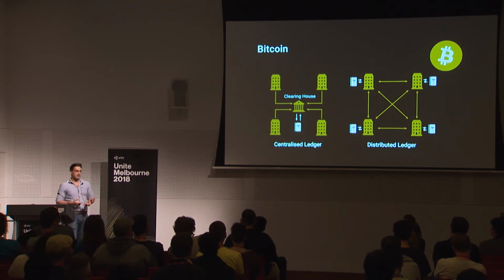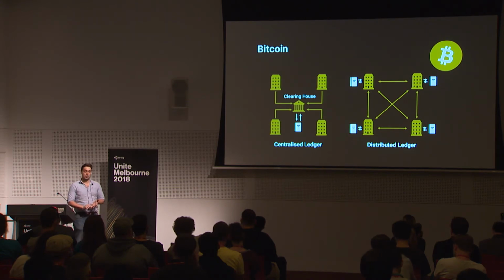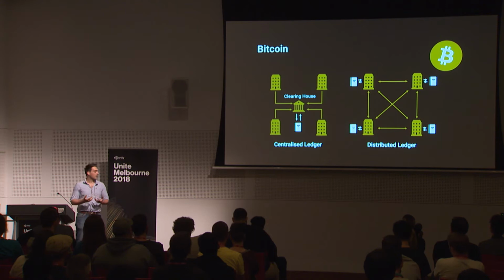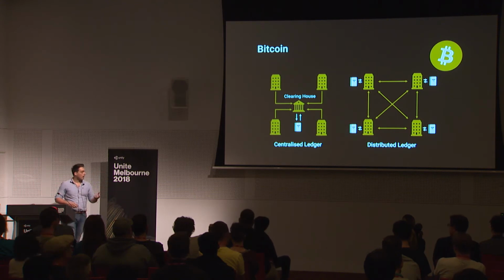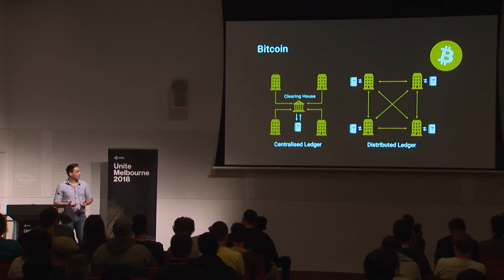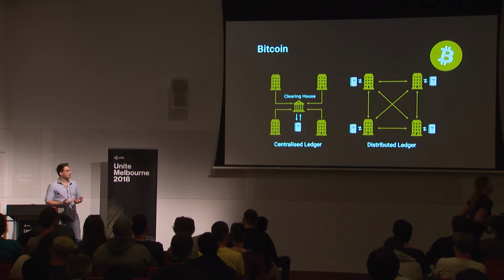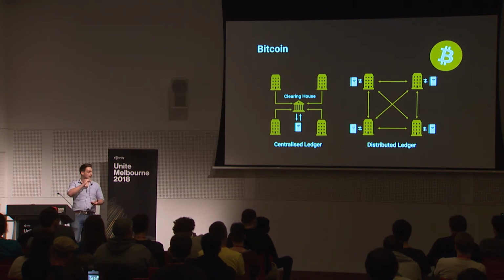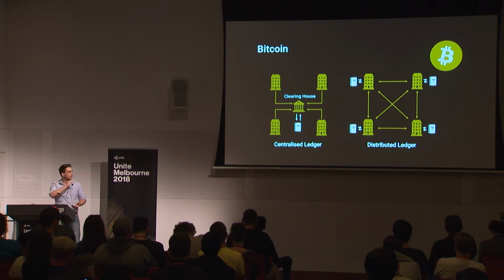One of the downsides of this is it can be incredibly slow. You also have to have a lot of trust in that central authority to not only be trustworthy, but also to make sure that everything's secure. With a distributed ledger, every node in that network has a copy of that ledger, and it's up to the whole network to validate that that ledger is correct and represents the ultimate truth of all the transactions that have gone on.